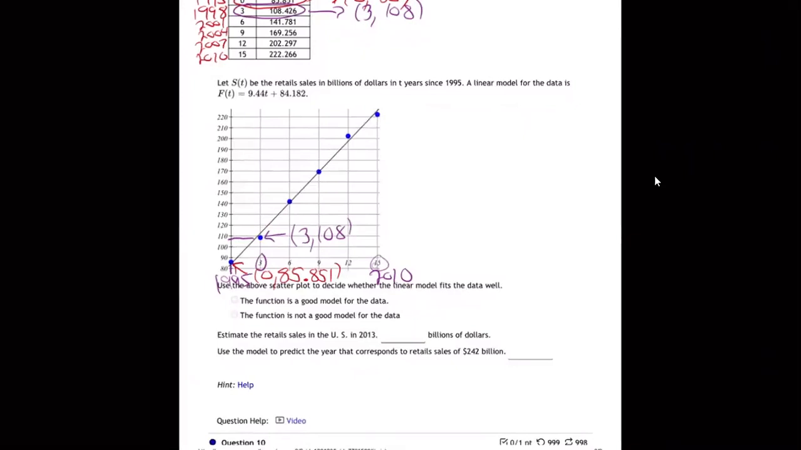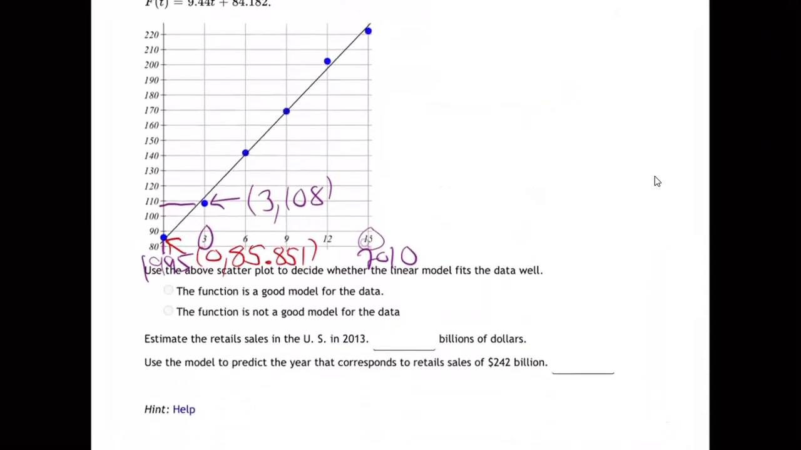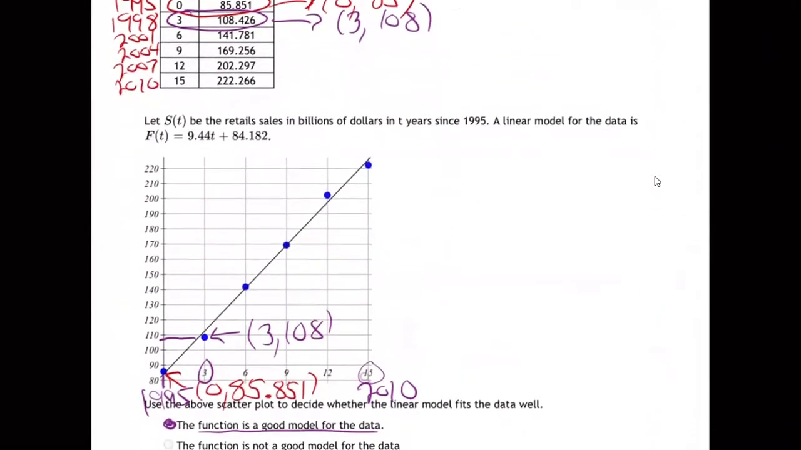So, okay, what are we going to do? It says use the above scatter plot to decide whether the linear model fits well. Does it seem like the line fits those dots pretty closely? Oh, yeah. It is definitely a good model. Very, very good fit. Whereas sometimes you'll do a graph and you'll get dots that go like this. And look, that doesn't look like a line, does it? You'd say not a line, right?